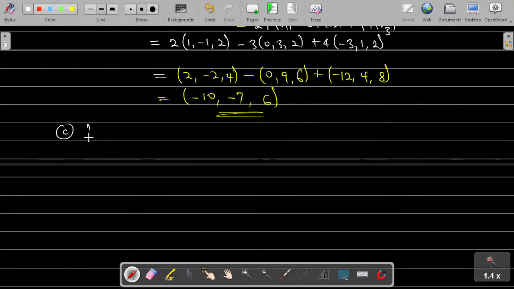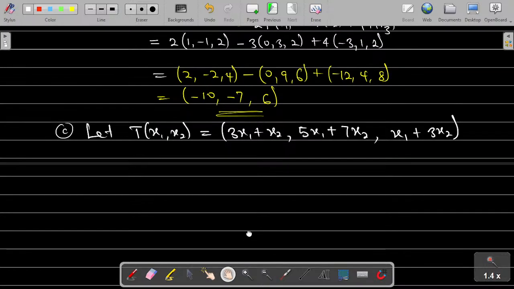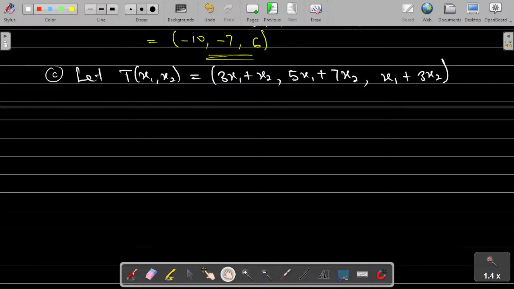That we are letting t of x1, x2 to be equal to 3x1 plus x2, comma, 5x1 plus 7x2, then x1 plus 3x2. Okay, so that is the linear transformation. And then he's saying we should show that t is 1 to 1. And then B, does t map R2 onto R3? Of course, we are going to confirm that.